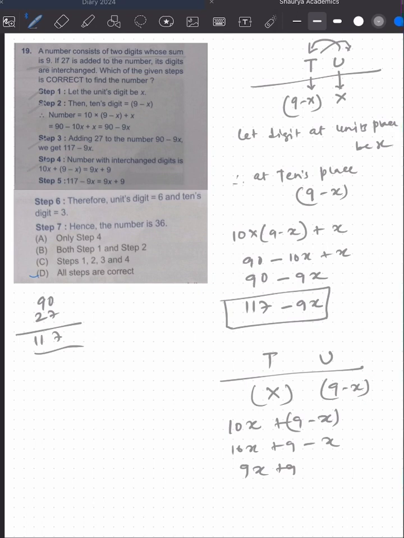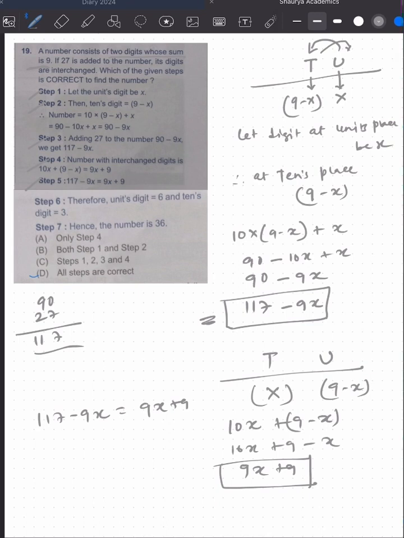Now since they are interchanged, right? So what will be the equation that will be formed? What we got earlier and what we got now. So 117 minus 9x is equal to 9x plus 9. Yes, this step is also correct. Now therefore units digit is 6 and tens digit is 3.